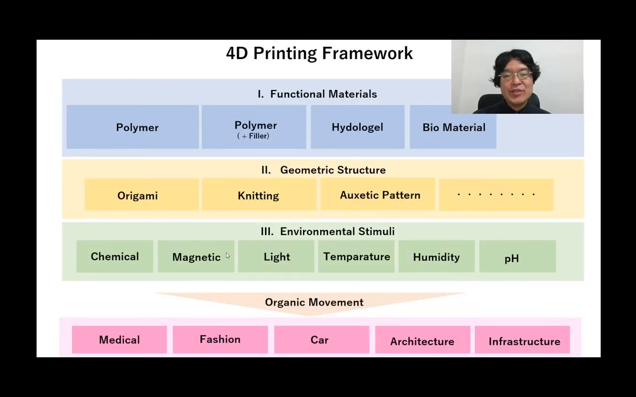Last year, I introduced our 4D printing-based design framework. The first layer is functional materials. The second layer is geometric structure. The third layer is environmental stimuli. By combining three important factors in a very artistic way, we can realize very beautiful and organic movements. And there would be lots of future applications in various fields.